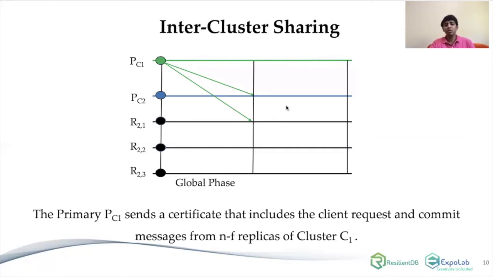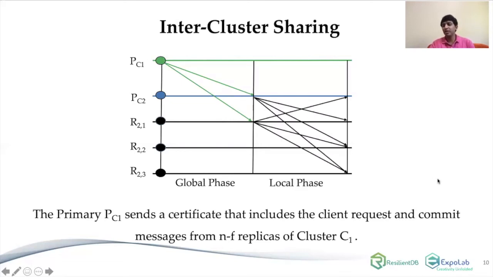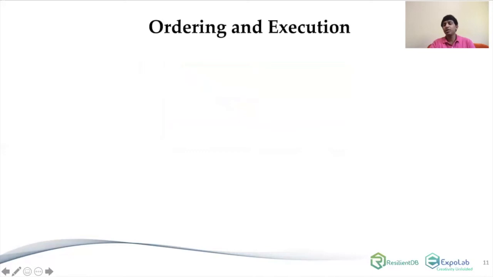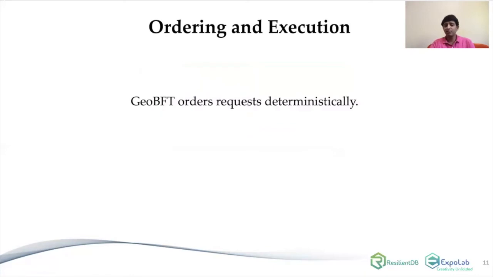Once replicas of C2 receive messages from C1's primary, they share them inside the cluster. At this point in time, every replica has certificates from every other cluster. So now they can go ahead and order the request. For ordering, GeoBFT employs a deterministic policy.